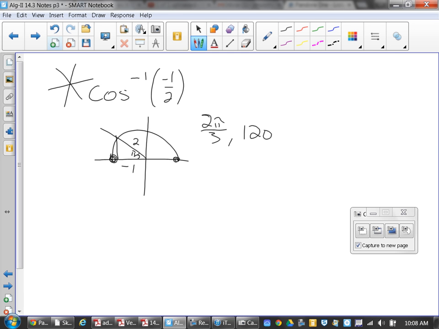When you go into solving the full-on equation, like when it says solve for a general solution or solve within one revolution, that's when you can pick all of the angles. Here, you're just looking for the angle that has the value.